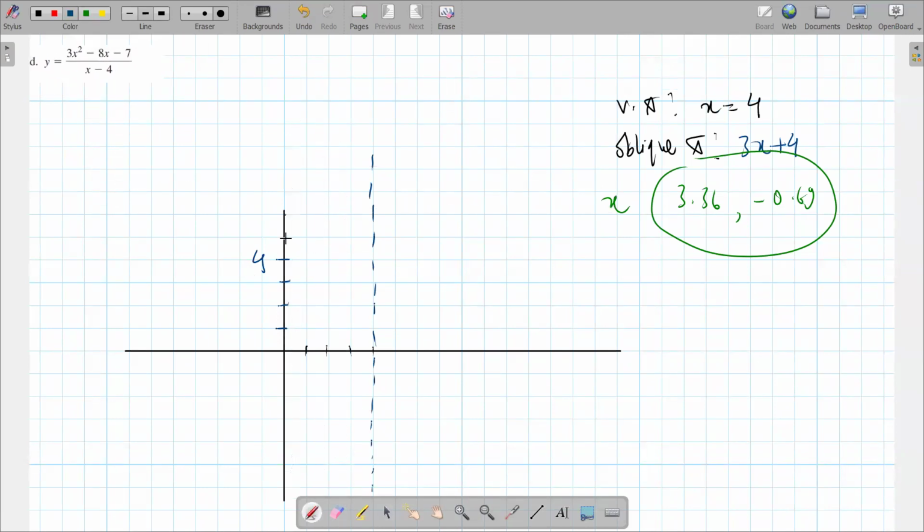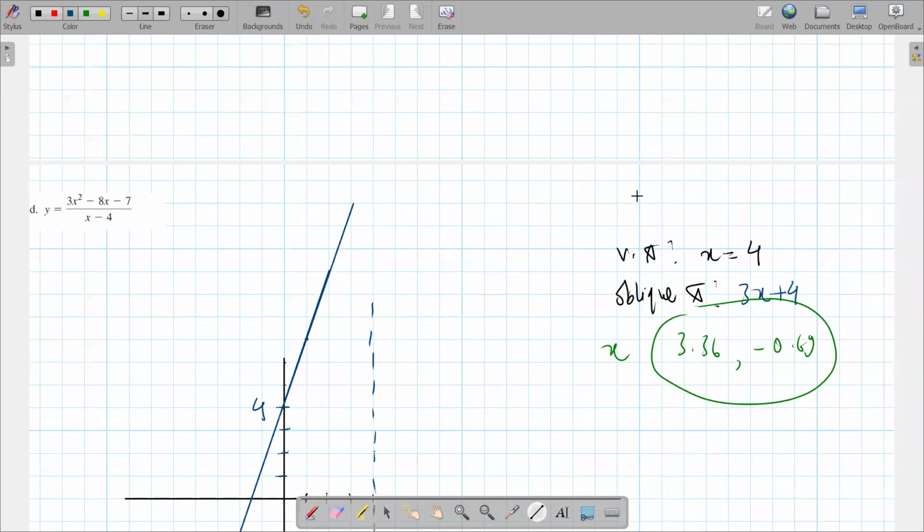Can do better. 1, 2, 3. Go across by 1 here. So this is going to be our oblique asymptote. I know what's going to happen now. Our function is going to be over the page. So something like this, and you just keep extending it until you cross the asymptote. Something like that.